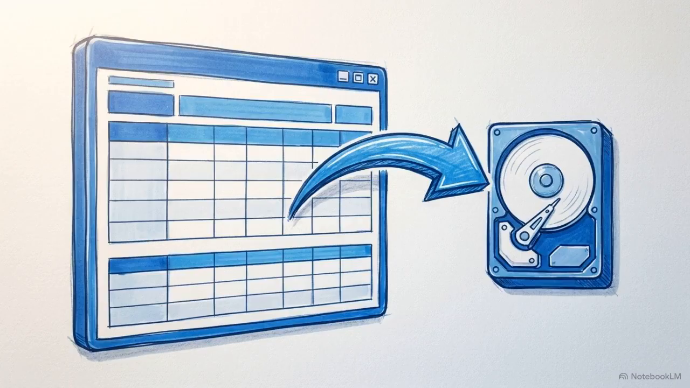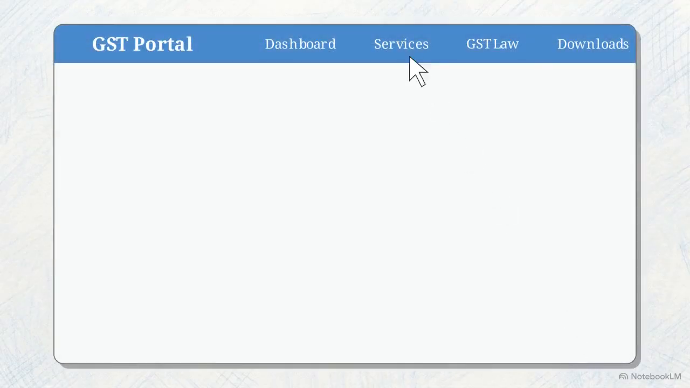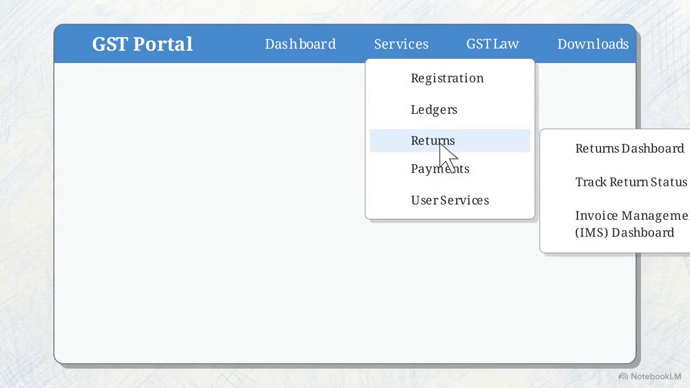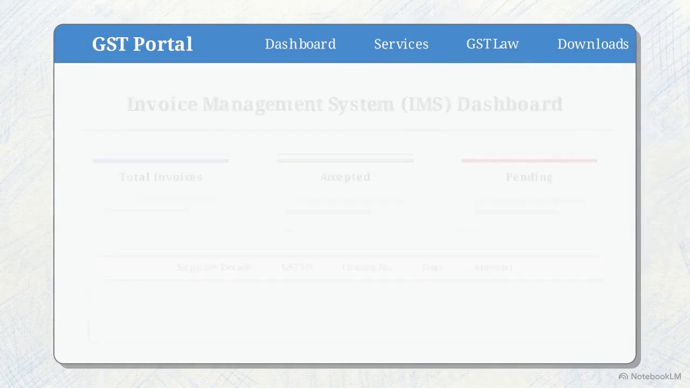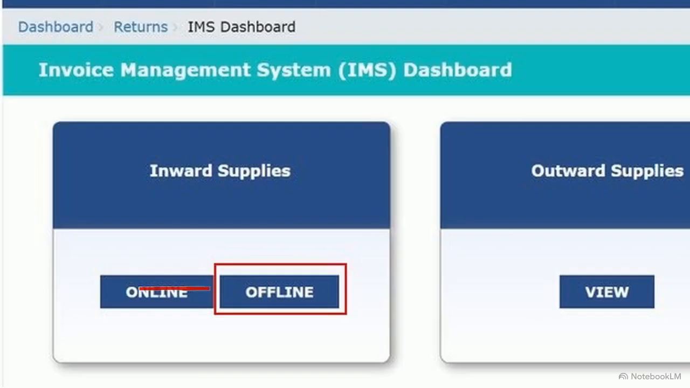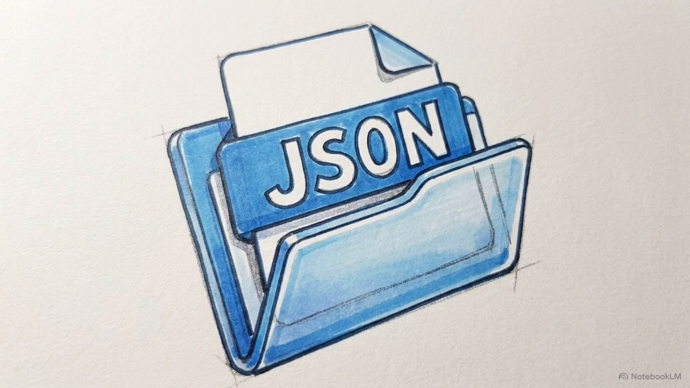With the tool ready, we need to export your invoice data. Head back to the GST portal, go to Services, Returns, and open your Invoice Management System dashboard. Under the Inward Supply section, you will click the Offline option. From there, trigger the download for your JSON file and save it somewhere easily accessible on your computer.